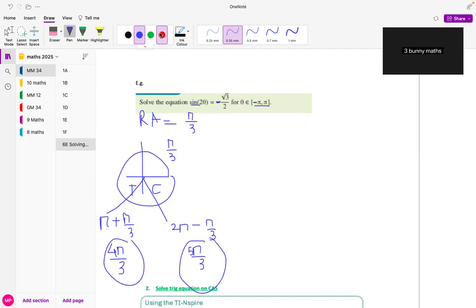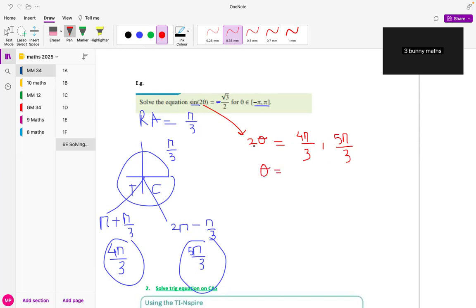Now, what you do next is you're going to write 2 theta here because you're solving for 2 theta. You're working with 2 theta, not theta. So you write 2 theta equals 4 pi over 3 or 5 pi over 3. You can just write a comma. Then you're going to solve for theta.